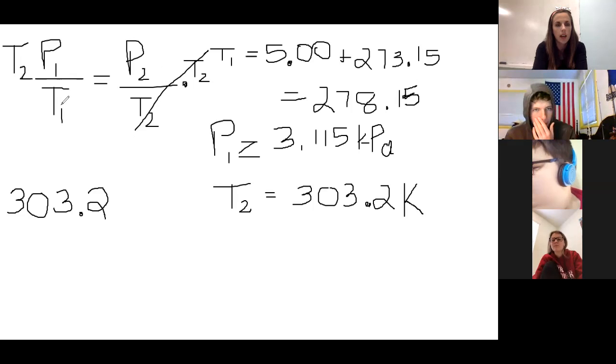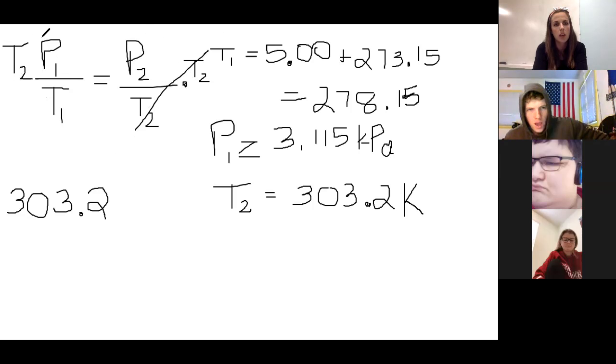Yeah. So I wanted to get pressure 2 by itself because that's what it's asking me for. So I multiplied by T2 on this side and multiplied by T2 on this side. You have to do the same thing to both sides. And now pressure 2 is by itself. So I'll have temperature 2 times pressure 1 divided by temperature 1.